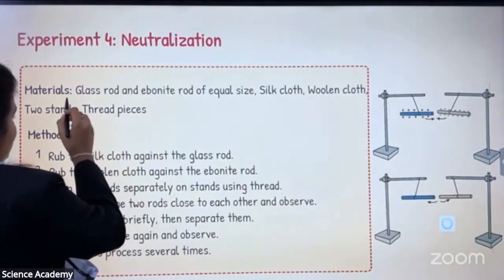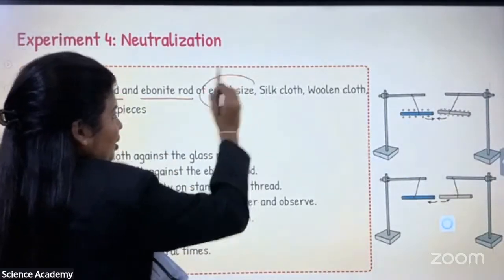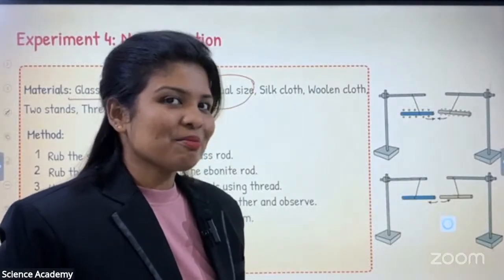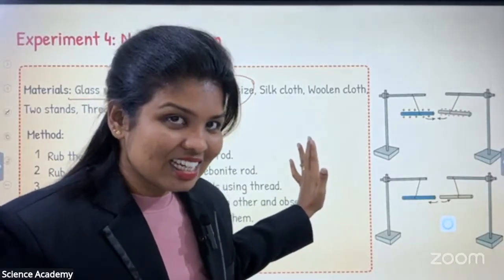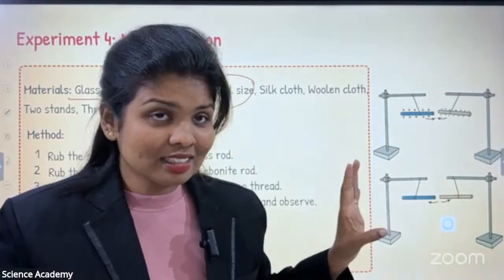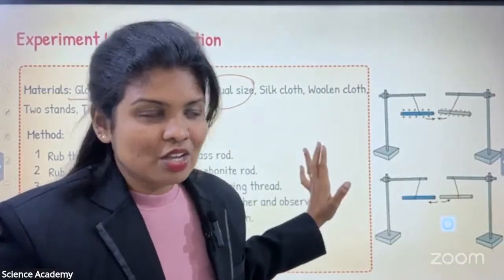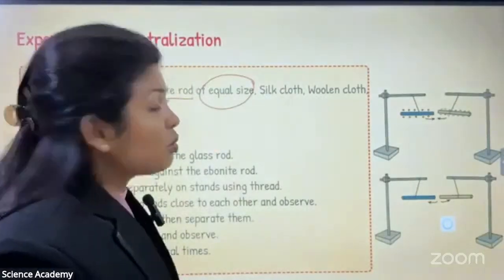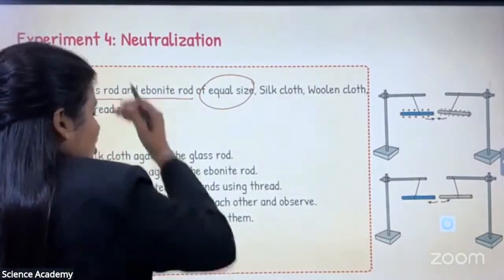These are the materials that you need. Glass rod, ebonite rod, equal size. Equal size, children. Why it is called like that? ඇයි එහෙම කියන්නේ? For the neutralization and the observation, right? You know that equal number of charges should form, and here negative and positive equal number of charges should form. So then, children, the surface or the size should be equal, right? Glass rod and ebonite rod size should equal.